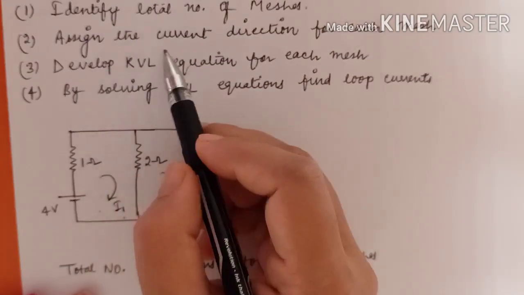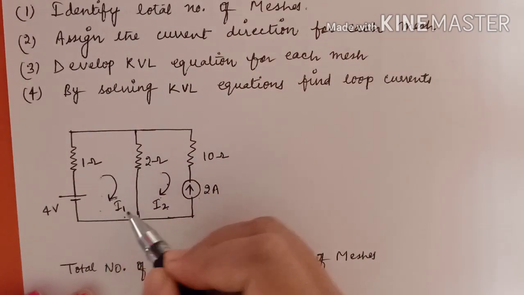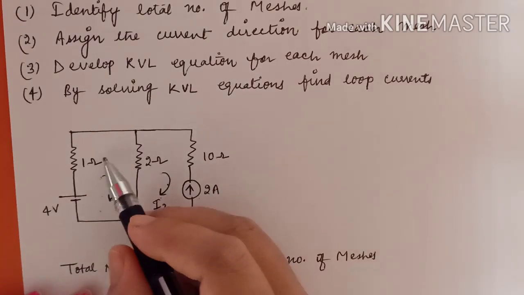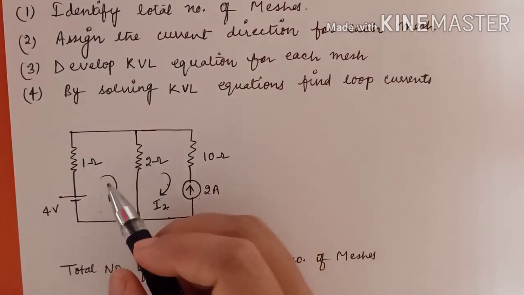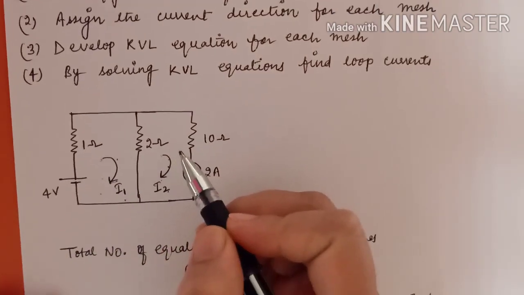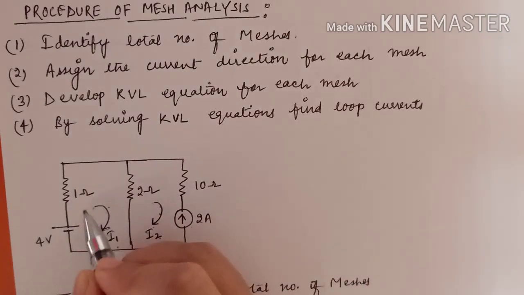After that, assign the current direction for each mesh. So here I have assigned the current direction I1 like this. Here I have assigned like this. You can assign like this also. Then develop the KVL equation. So now I am going to write the KVL equation for this loop and for this loop also. Clear? So let's say I am writing the KVL equation for this loop first.